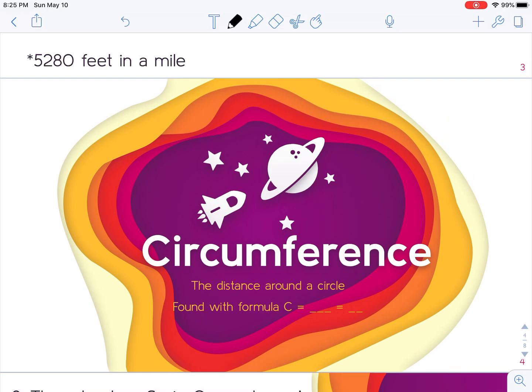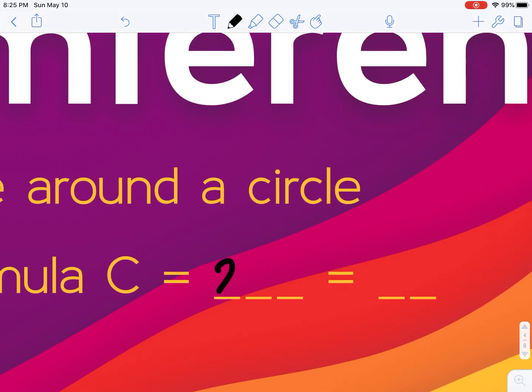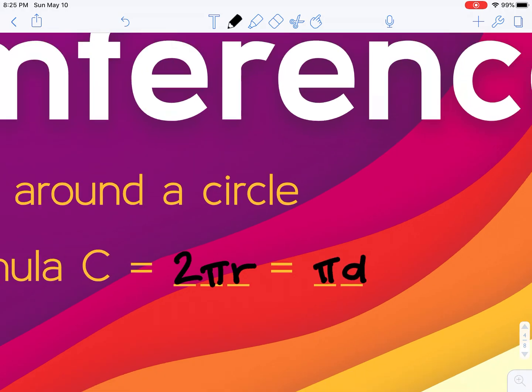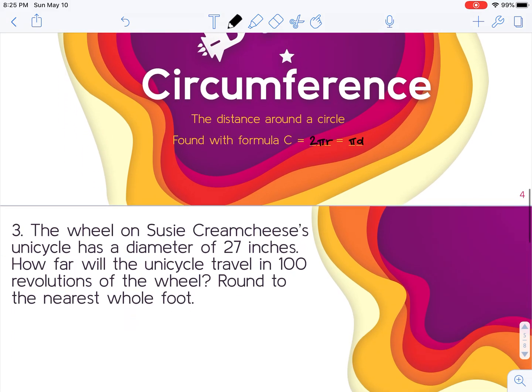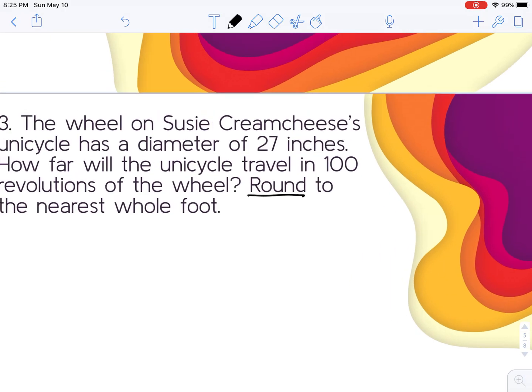Our circumference is just the distance around the circle. And recall, we used the formula this year, 2 pi r or pi d, where r is your radius or d is your diameter. And we're going to do some practice with this. So the wheel on Susie Cream Cheese's unicycle has a diameter of 27 inches. We want to know how far will it travel in 100 revolutions, and I'm being told to round. So while I've always told you do not touch the pi button, don't do it. If you're asked to round, you can go ahead and touch the pi button.